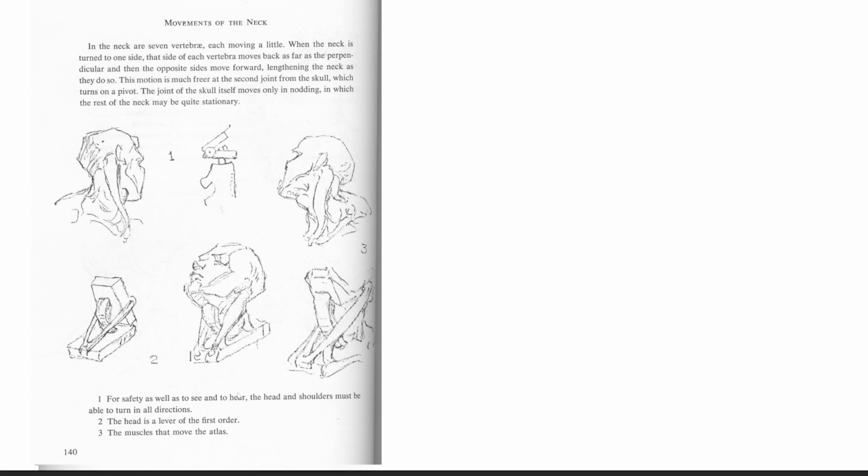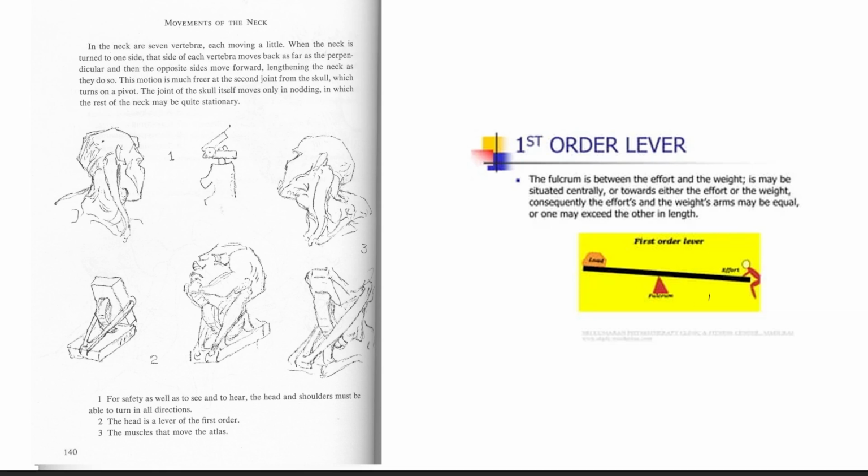And he mentions down here, for safety as well as to see and to hear, the head and shoulders must be able to turn in all directions. So we can rotate the head left and right, we can lift the head up and down, and we can tilt the head to the left and to the right. In addition, combining those movements together to create the infinite number of tilts, tips, and turns that the head can actually take. Then he says the head is a lever of the first order, which is basically this right here.